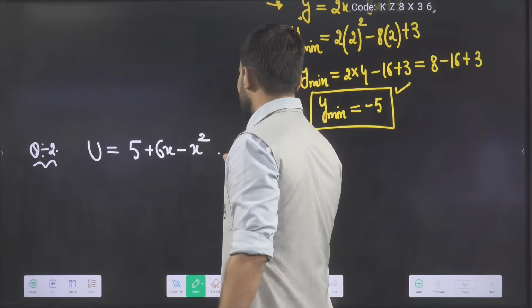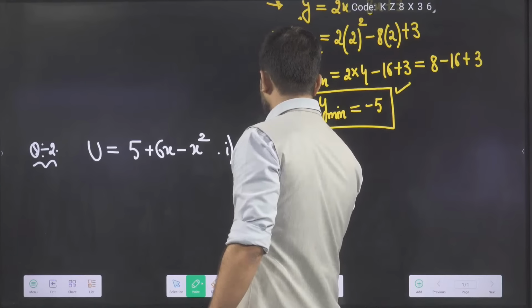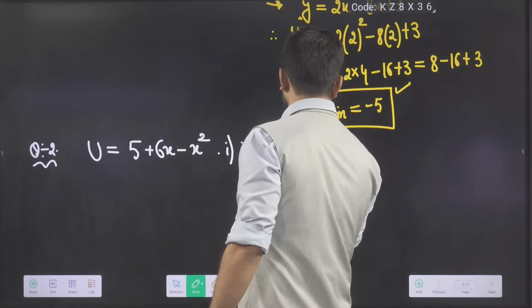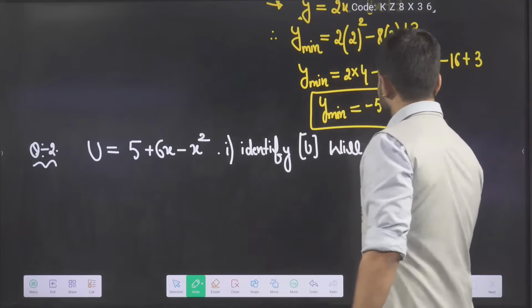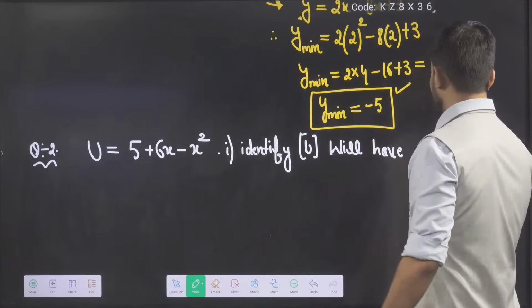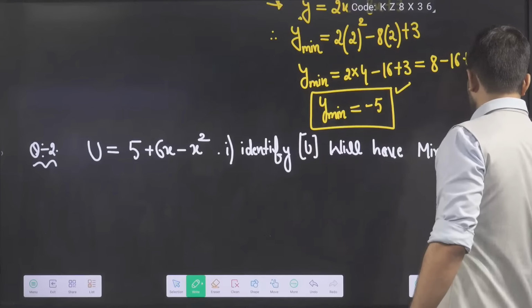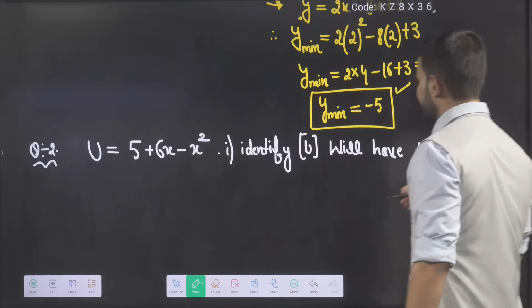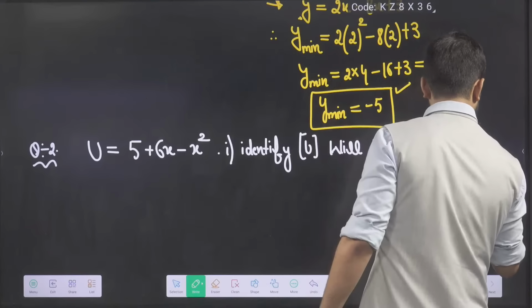What is the first question? Identify whether you will have minima or maxima.